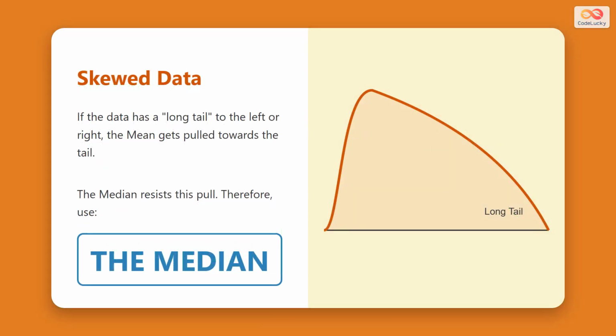However, if the data is skewed, meaning it has a long tail stretching out to one side, the mean fails us. That long tail pulls the mean away from the true center. In these cases, the median is the champion. It stays in the middle, unaffected by the skew, giving a much better representation of the typical value.